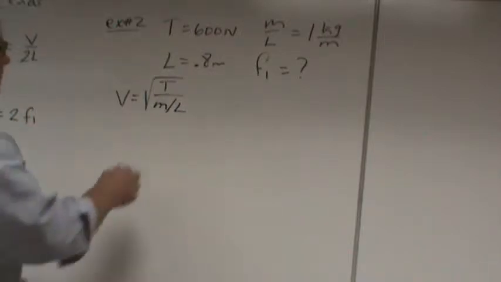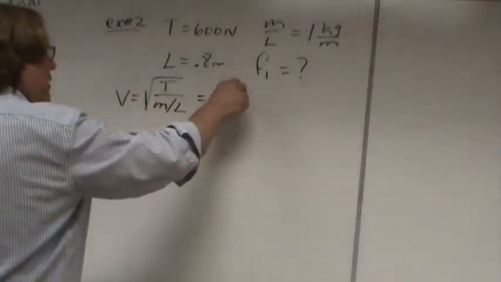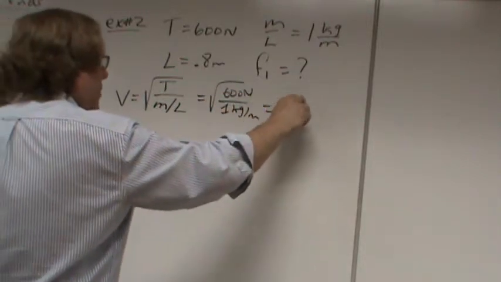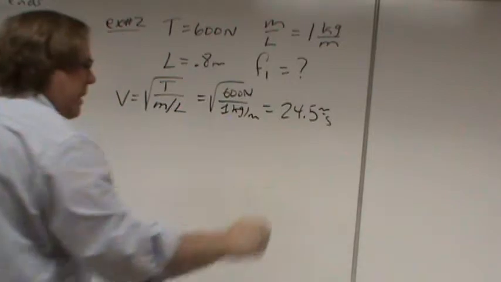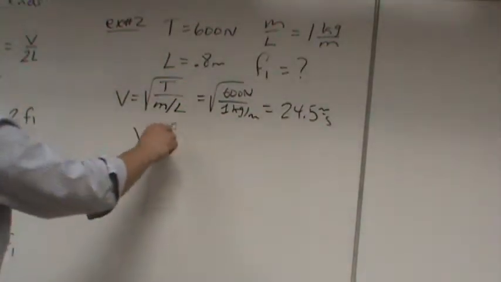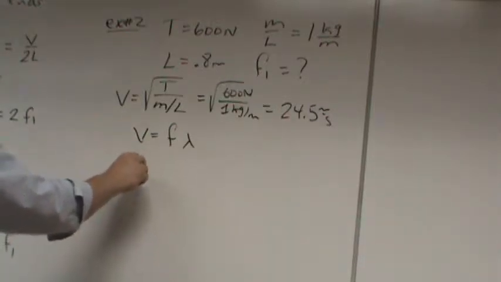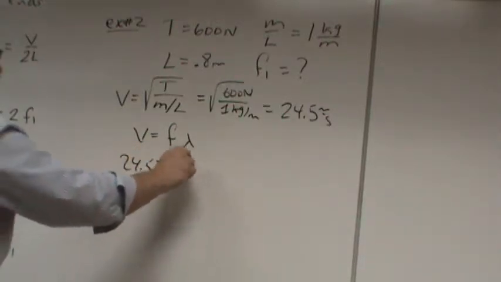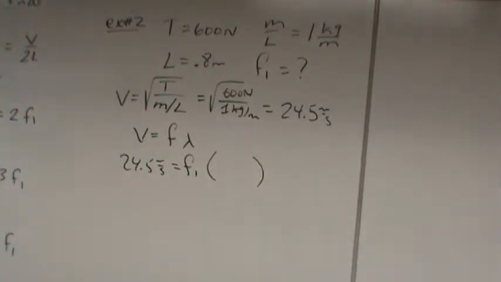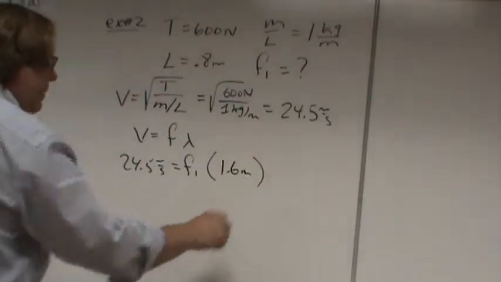Okay, time's up. I hope everyone plugged in 600 newtons here and 1 kilogram per meter there, so you get approximately 24.5 meters per second. You guys okay with that? And then hopefully if you did v equals f lambda, you got 24.5 meters per second equals the fundamental frequency times the fundamental wavelength. I know that whatever the length of the string is, the fundamental wavelength is twice that length. So I know this is going to be 1.6 meters.